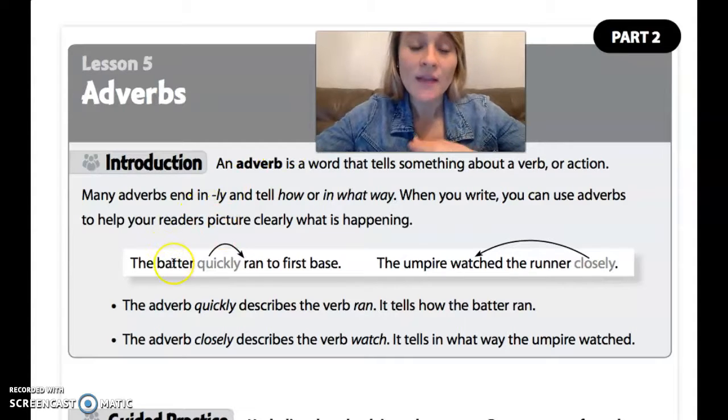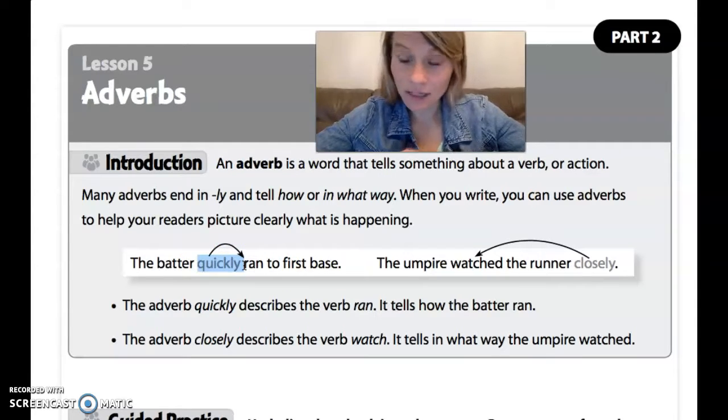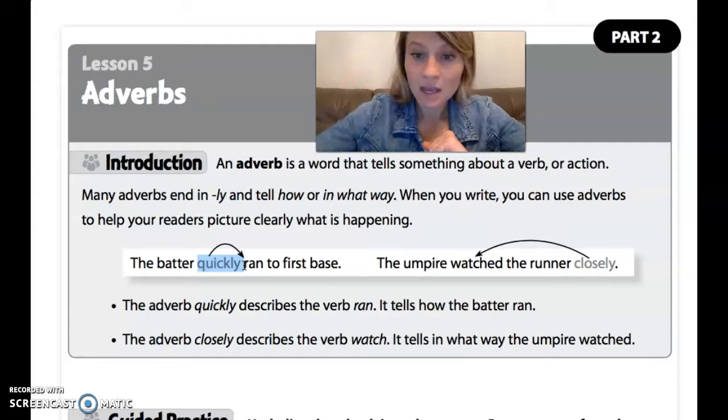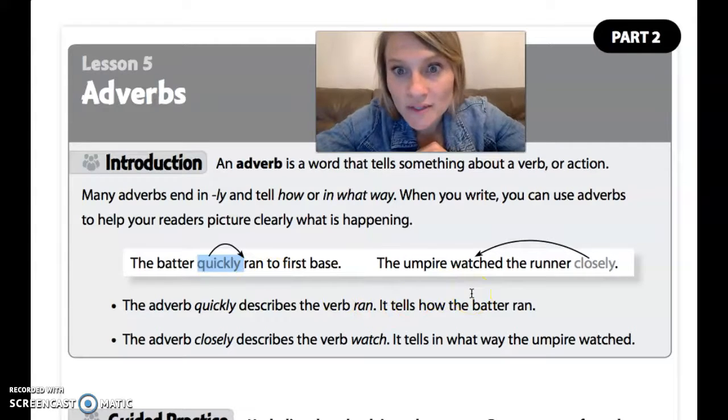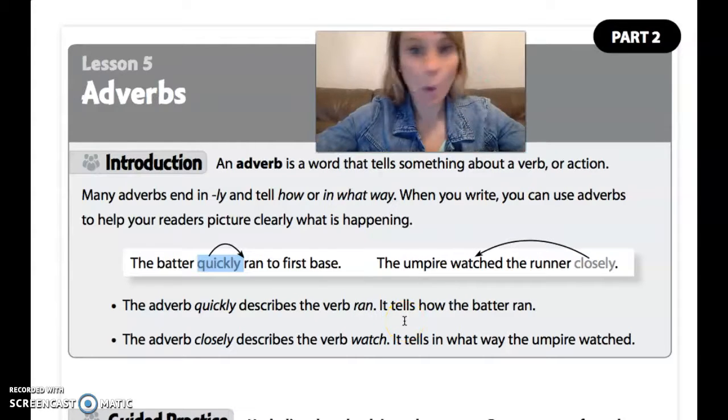So for example, the batter quickly ran to first base. I could have just put the batter ran to first base, but quickly describes how the batter ran. The batter didn't run slowly or they would have been out, right? They ran quickly. The umpire watched the runner closely. I could have just said the umpire watched the runner, but if they watch the runner closely, they're watching that runner.